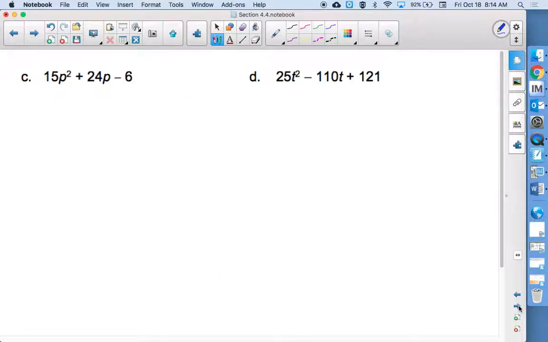So looking at letter C, 15p squared plus 24p minus 6. Again, first question, do they have anything in common? So 15, 24, negative 6. Negative 12? Okay. I don't know why I don't have negative 12. There we go. Okay, negative 12. Not negative 6. Jack, do they have anything in common? 3. A 3? And if you take out the 3, Jack, what do you get? 5p squared plus 8p minus 4.